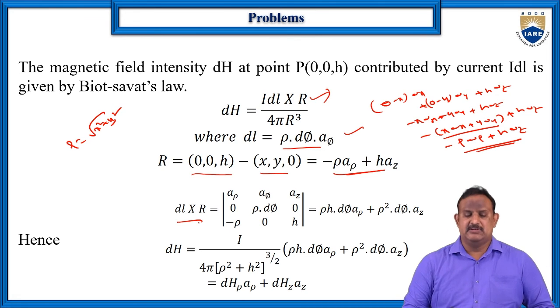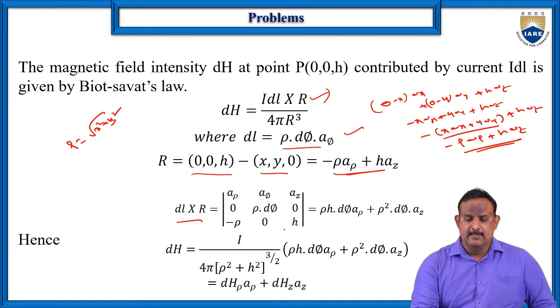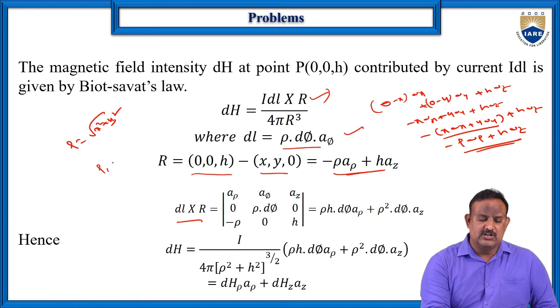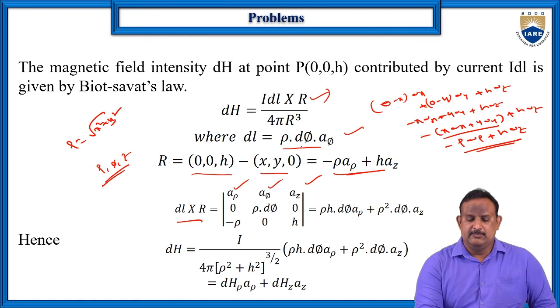So dl cross R can be estimated by using the determinant of the matrix: a rho, a phi, a z. In cylindrical coordinate system, we have rho comma phi comma z. Along the phi direction we have rho d phi. Therefore, 0 comma rho d phi comma 0, and along the rho direction we have minus rho, along phi direction we have 0, and along z direction we have h.